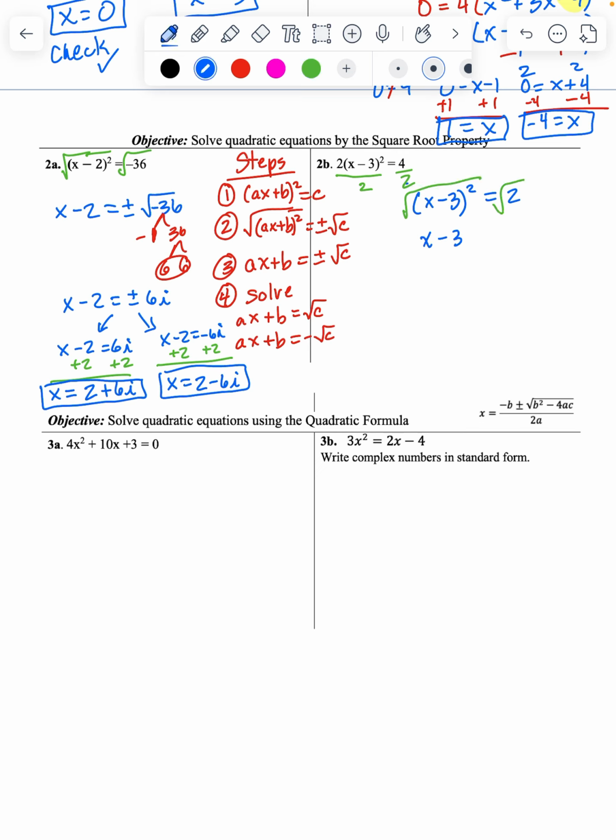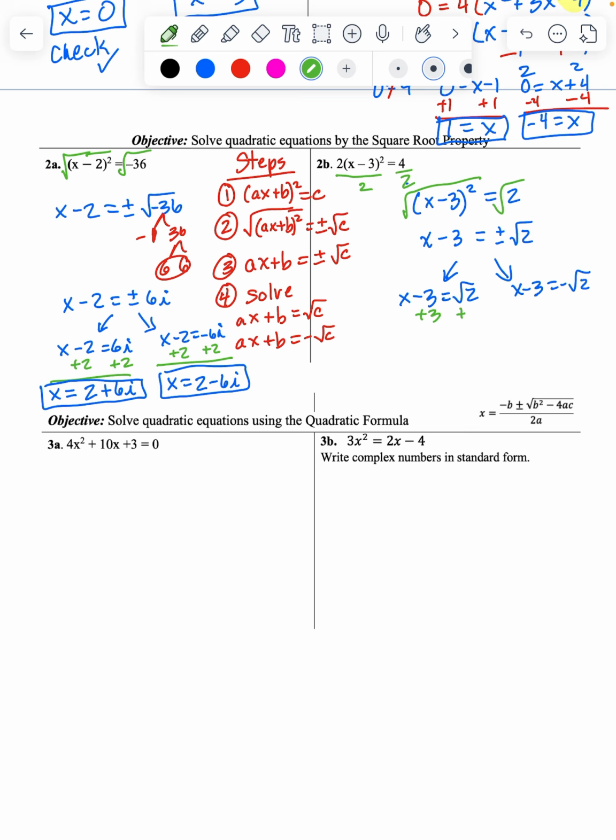So x minus 3, because the square and the square root cancel on the left, is equal to positive and negative square root of 2 on the right. Square root of 2 doesn't factor any further, so that doesn't simplify. There's no negative, there's no pairs, nothing is going to happen to that. So we split this up into our two possibilities. x minus 3 equals positive square root of 2, or x minus 3 equals negative square root of 2.